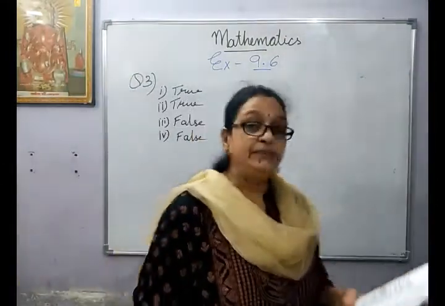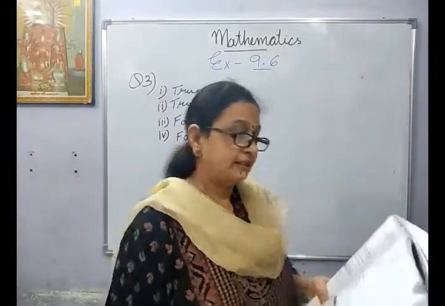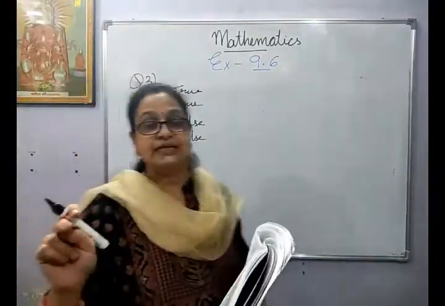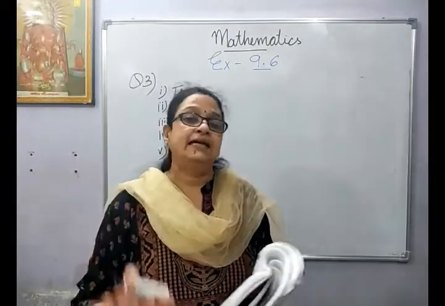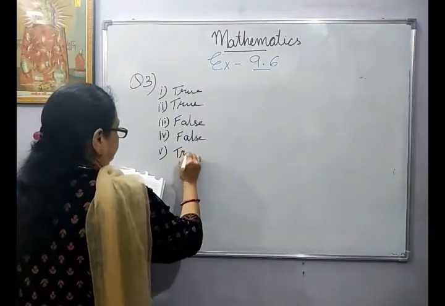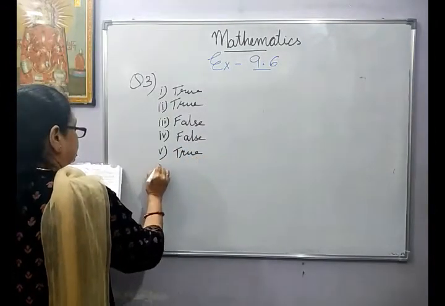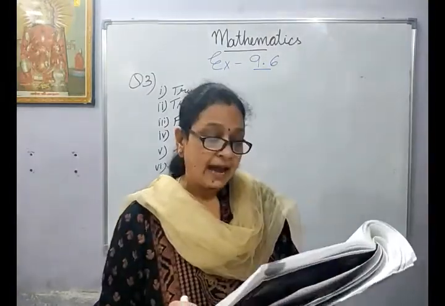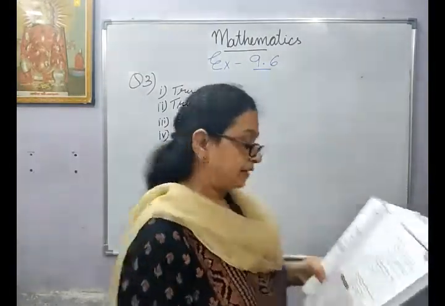Then fifth, diameter is the longest chord of the circle. That is very true. Because the chord which is passing through the center is called the diameter, and that is the longest chord. All others are smaller. So it is true. Then sixth, the region enclosed by the chord and an arc is called the segment. It is true.